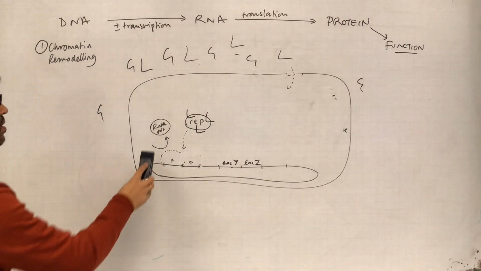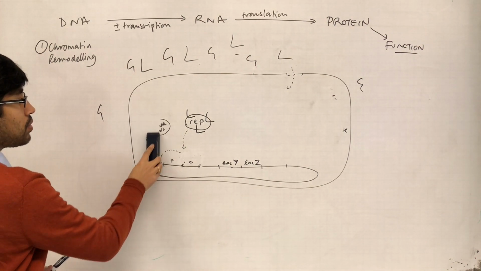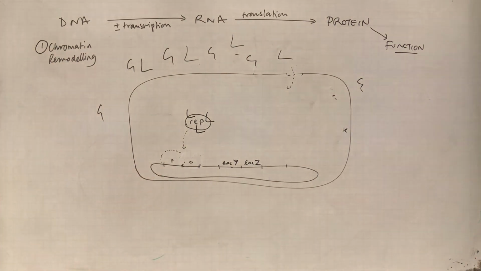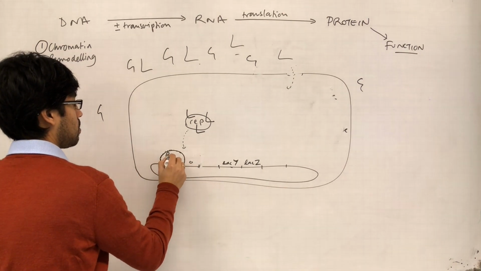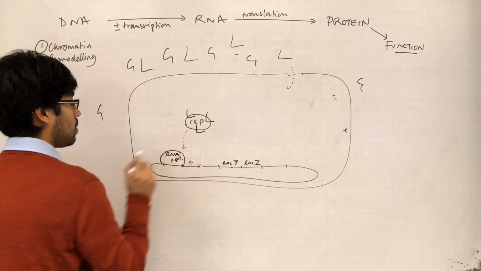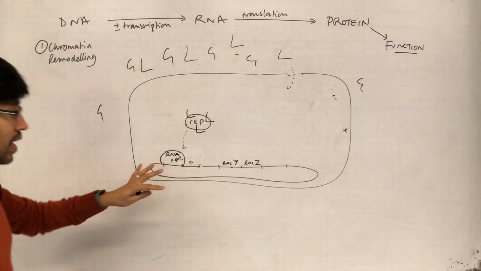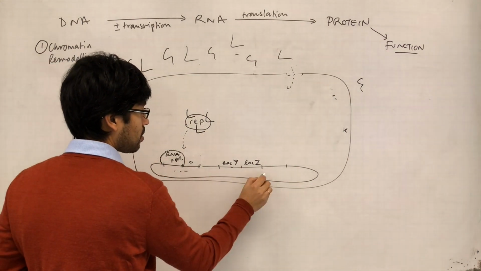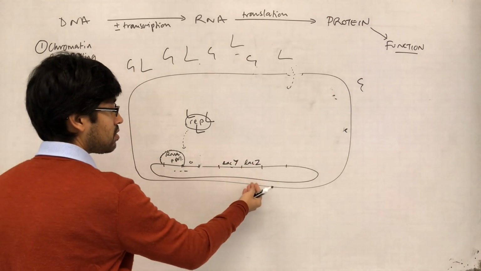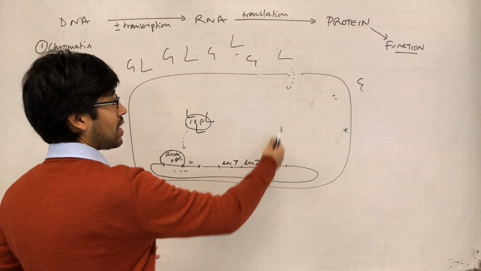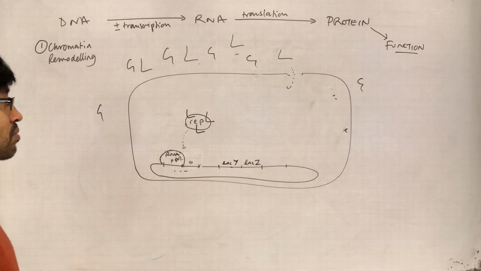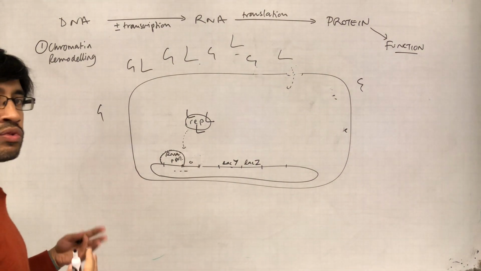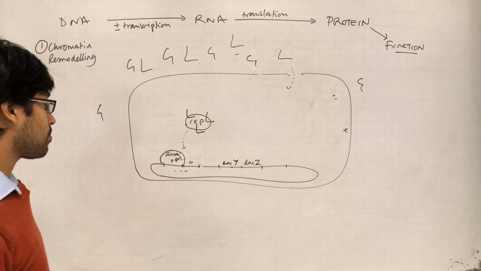What that means is that RNA polymerase can now bind to the promoter, and it can now transcribe the structural genes for Lac-Y and Lac-Z, and we can get lactose permease expression and beta-galactosidase expression, and we can start to use lactose a bit.